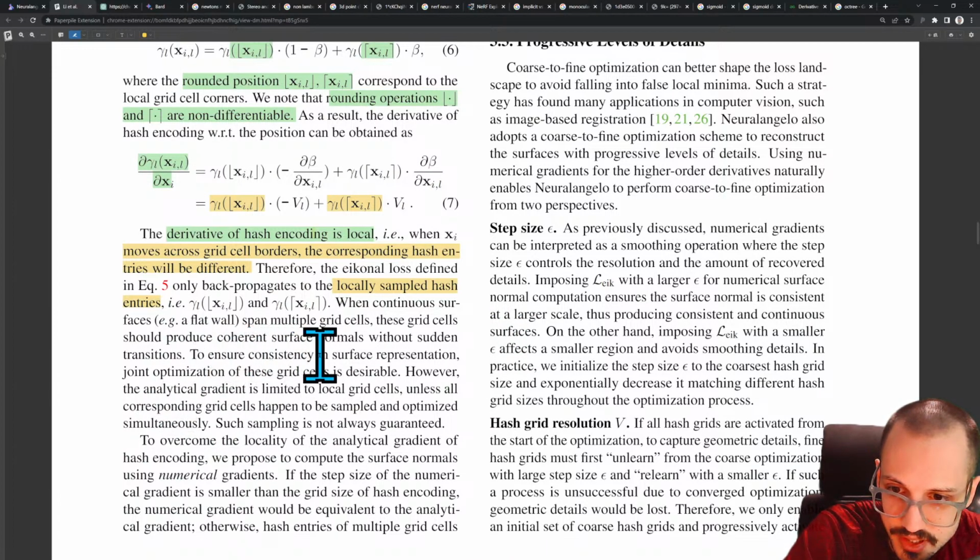To ensure consistency in surface representation, these grid cells should produce coherent surface normals without sudden transitions. I agree with that. To ensure consistency in surface representation, joint optimization of these grid cells is desirable. However, the analytical gradient is limited to local grid cells unless all corresponding grid cells happen to be sampled and optimized simultaneously. Such sampling is not always guaranteed.